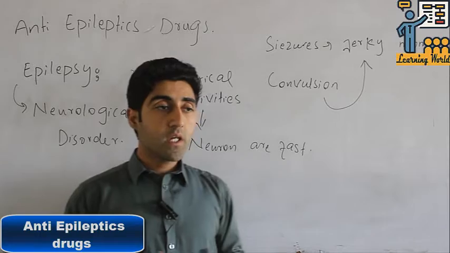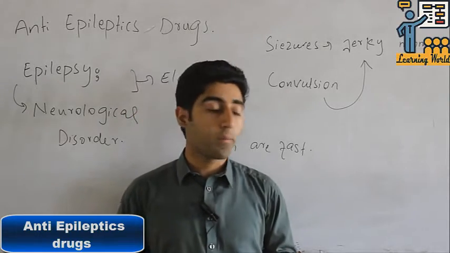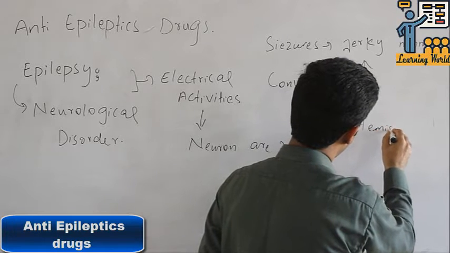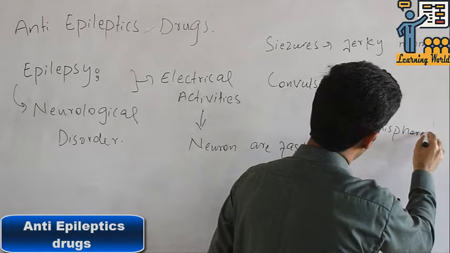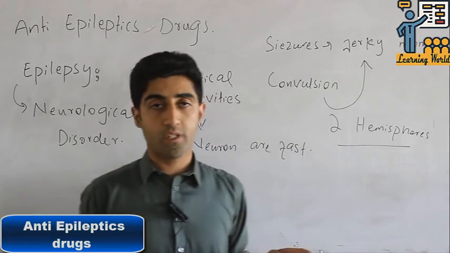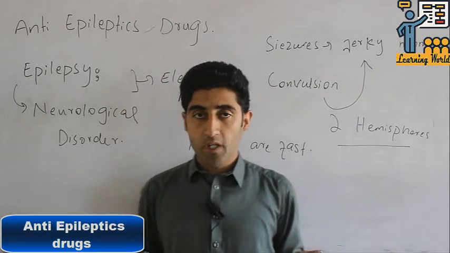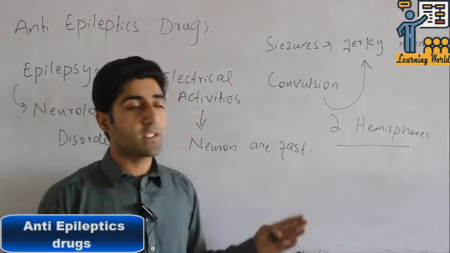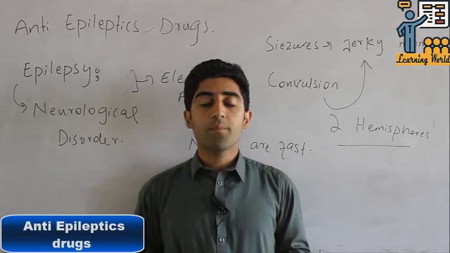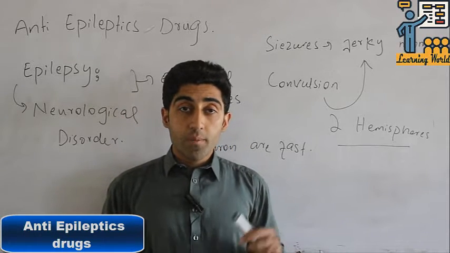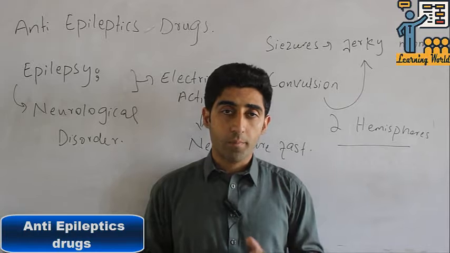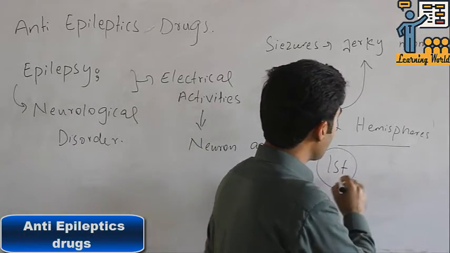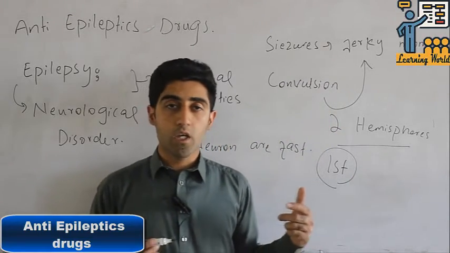Normally the human brain consists of two hemispheres. Epilepsy normally starts from one hemisphere of the brain and then expands toward the next hemisphere. In the majority of epileptic patients, the epilepsy arises from one hemisphere. First it affects the first hemisphere and then it spreads to the second hemisphere of the human brain.